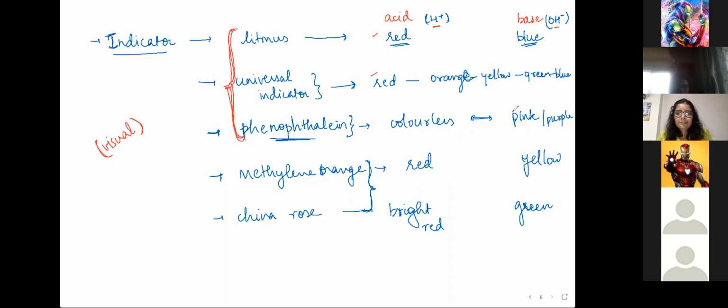Yeah, Aditya, what's up? Yeah, ma'am. I just wanted to ask, since phenolphthalein is colorless, how can we recognize it when some diluted colorless solutions are there on the table? How can we recognize if it's the phenolphthalein? That's why all the jars in a laboratory are labeled.